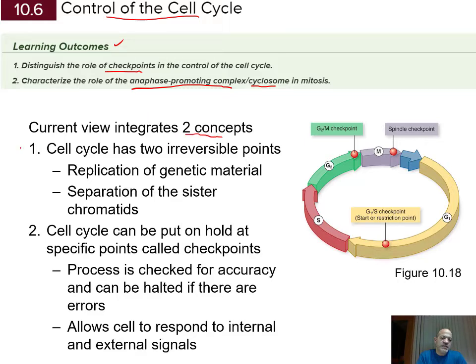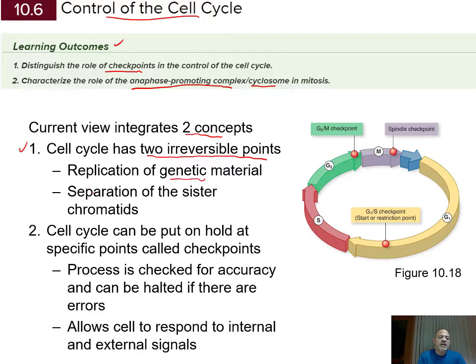The first is that in the cell cycle, there's going to be two irreversible points in that cell cycle. One is going to be when you start to replicate genetic material. Remember that that's going to happen during the S part of interphase during the cell cycle. Once you commit to making your copies of your DNA, you can't stop that process.